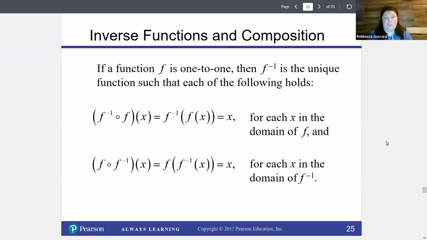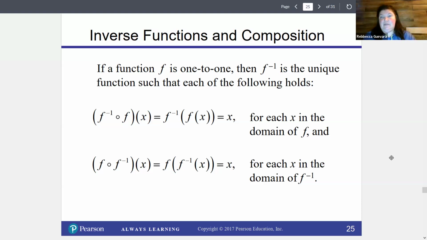Okay, so for our last bit of this, we're going to talk about inverse functions and compositions. Because the idea of an inverse function is that it's supposed to undo the original function, it kind of reverses the operators and undoes everything. So something unique happens when we have a function and its inverse and we try to do a composition.